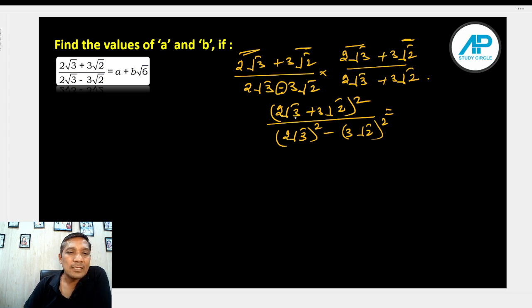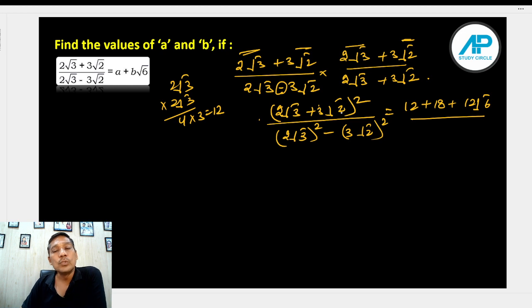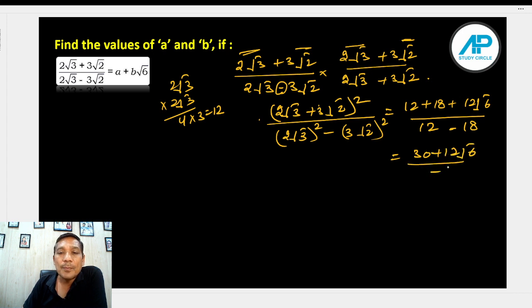What will this give you as the answer? What is the square of 2 root 3? Who does not know? So this is 2 into 2 into 3, which is 12. 12 plus 18 plus 2 times 2 into 3, which is 12, times root 3 into root 2, gives root 6, upon the square of 2 root 3, which is 12, minus the square of 3 root 2, which is 18. That becomes 30 plus 12 root 6 upon minus 6.